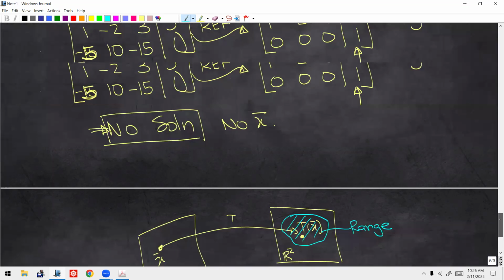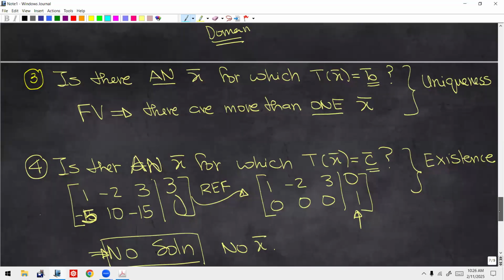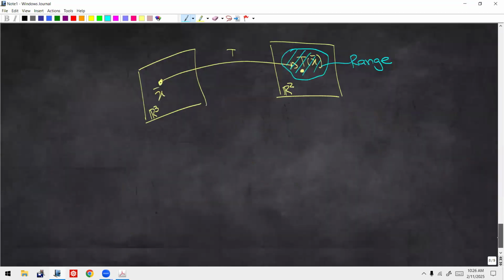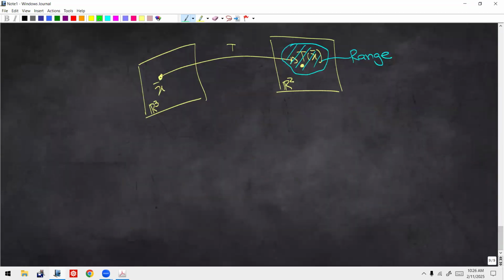Okay, but what happened this time? There was no x that gave us C. And what was C? 3, 0. It didn't give us C. So what it's saying is that there is some vector that's outside my range. It is in the codomain, just so you know. Okay, it is in the codomain, but there's no vector that maps to this vector. So all the vectors that map are in the range. And there's a vector in R2 that doesn't get mapped. So there's no x that'll map to that. Okay, so that's what visually it tells us.